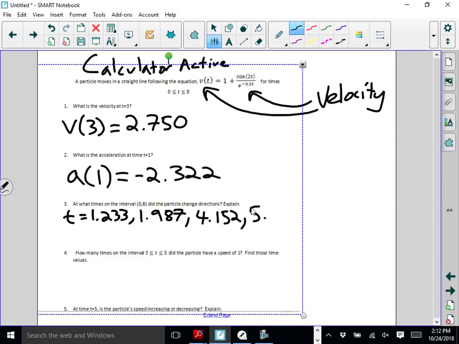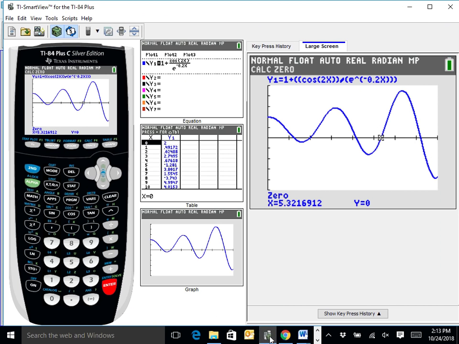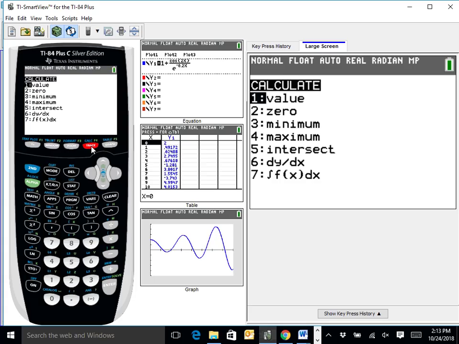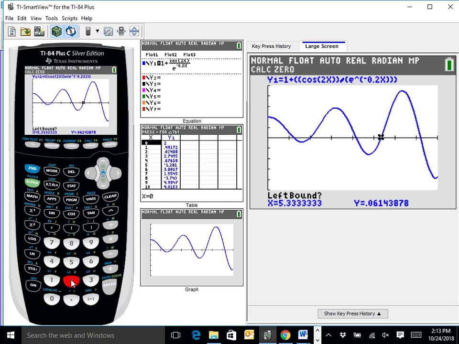And my last zero, I'll do second calc number 2. Left bound, I'm going to use 7. Make sure it's left of my zero. It is. Okay. Right bound, I'm going to use 8. And I'm going to hit enter one more time. I get 7.188 as my last one.